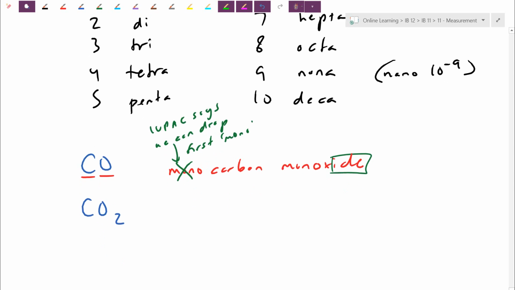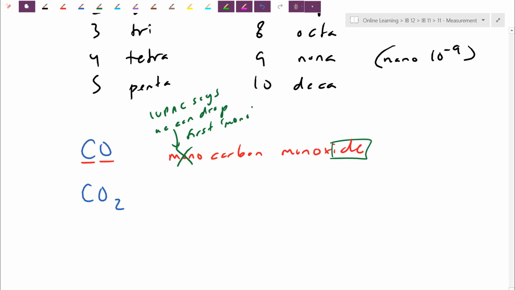So what would I call CO2 then? I would have called it monocarbon dioxide. Again, if the first one happens to be mono, you can just similarly call it carbon dioxide. Notice that in this case here, IUPAC says we can drop the first one. We are not allowed to drop the mono in monoxide. So keep this mono. You'll find some incorrect textbooks actually say carbon oxide. That's actually not a correct IUPAC name.